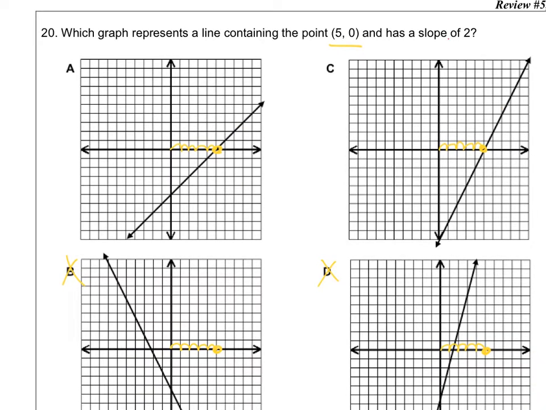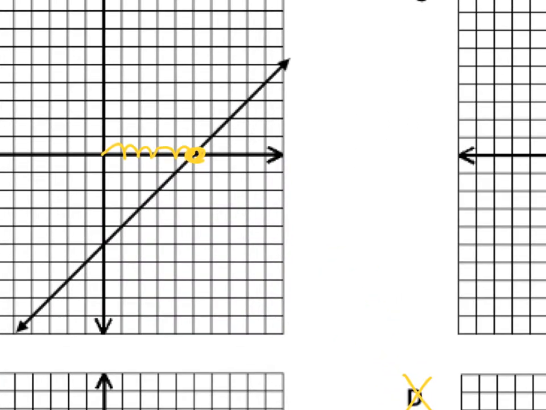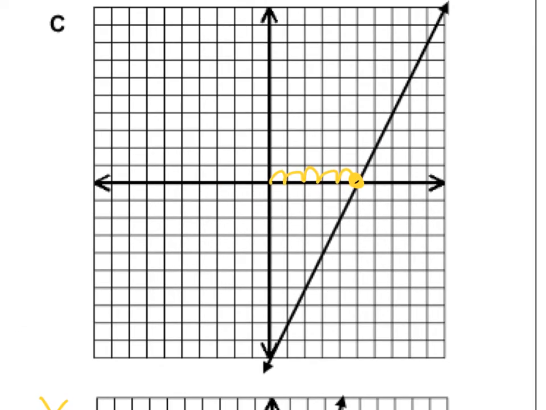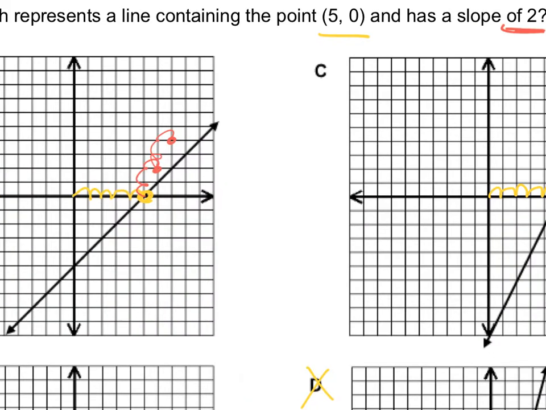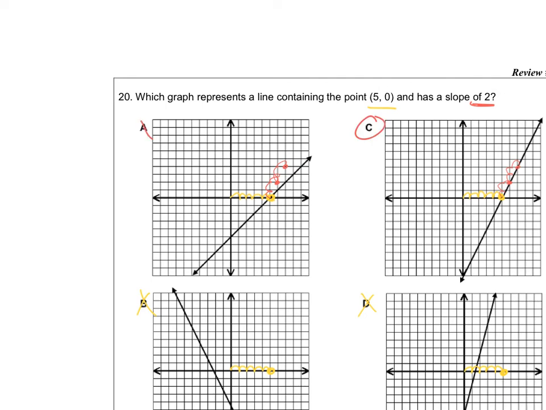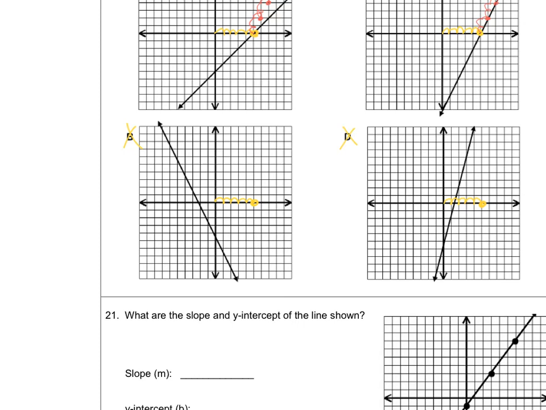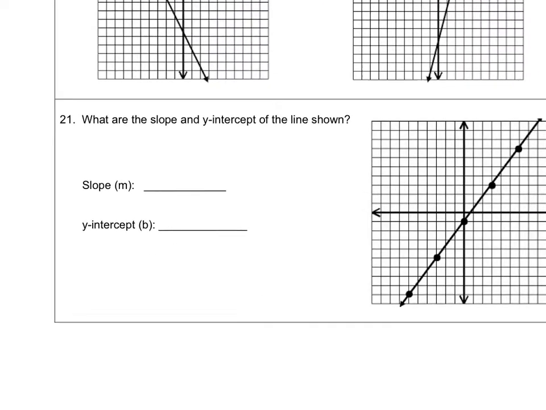So now I'm looking at A or C, of which one has a slope of 2. From that point, if I go up 2 to the right 1, is my line there? Not really. Let me try it again. 1, 2, 1. Definitely not. Whereas on C, if I go up 2, right 1, that is on my line. So C would be my answer. A does not match the slope. B and D do not match the point.